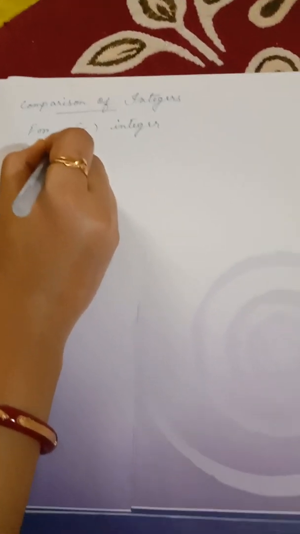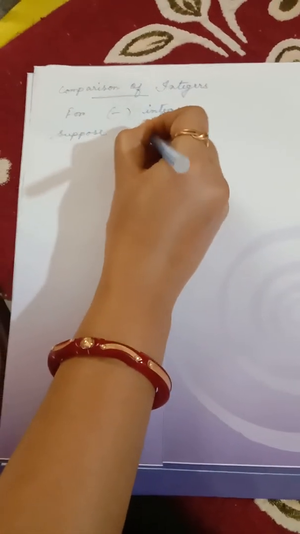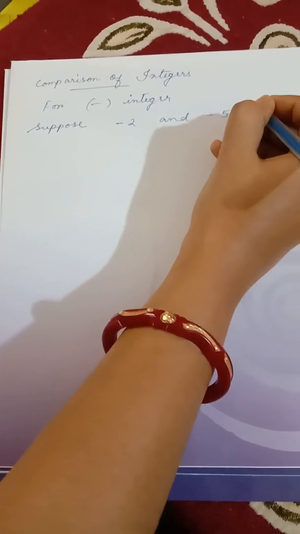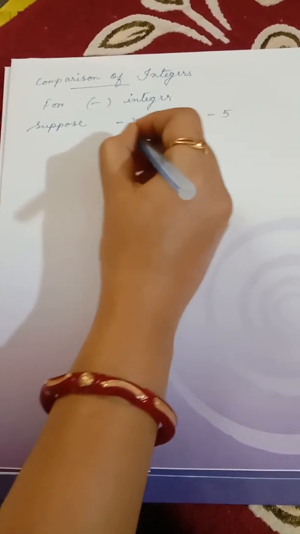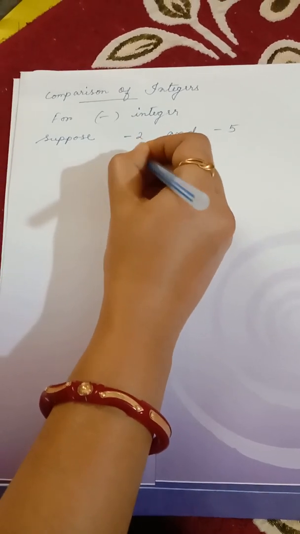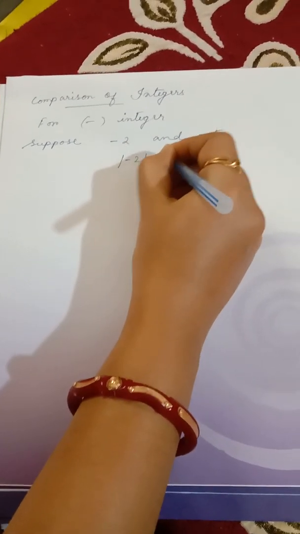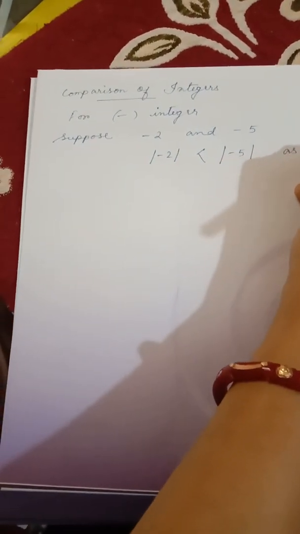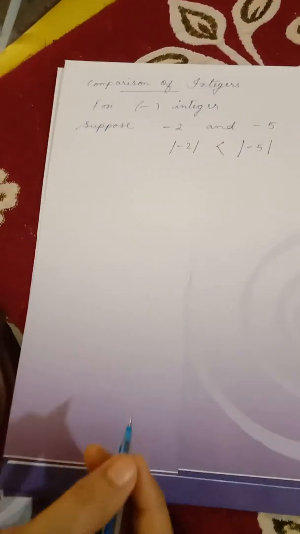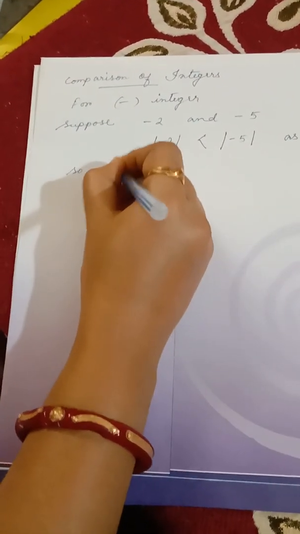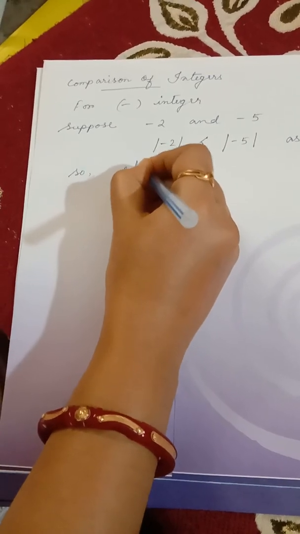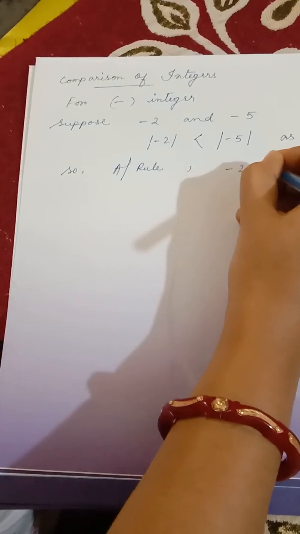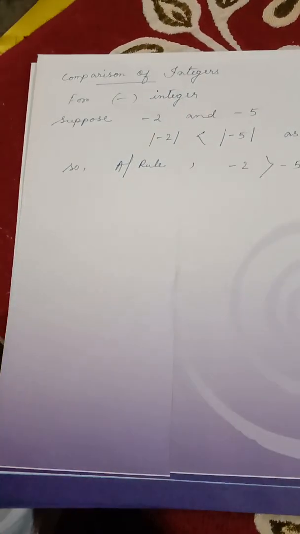Suppose for -2 and -5. We know that the absolute value of -2 is smaller than the absolute value of -5 as 2 is less than 5. So, according to the rule, we can say -2 is greater than -5.